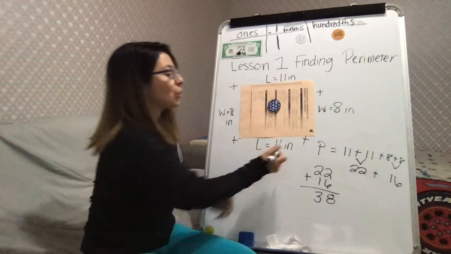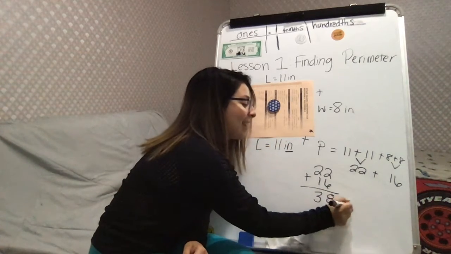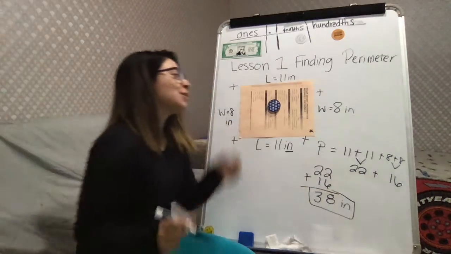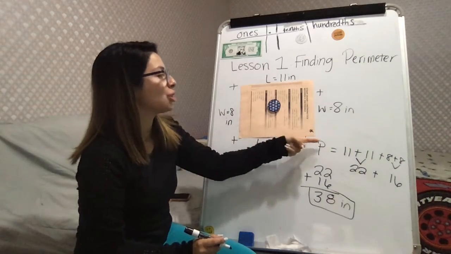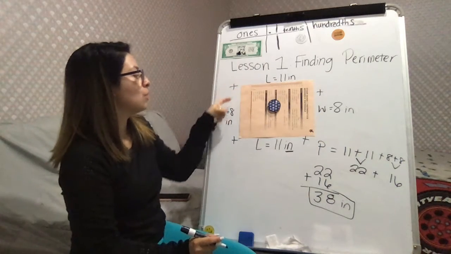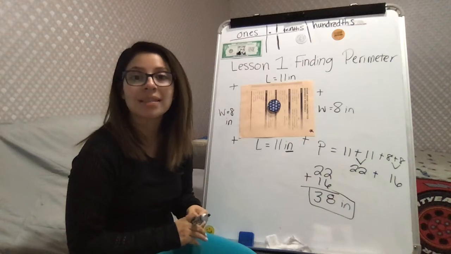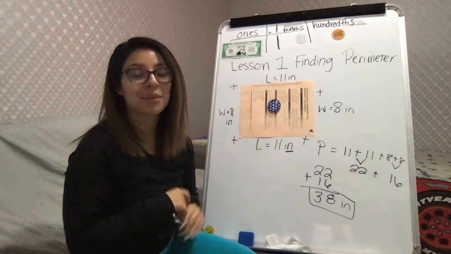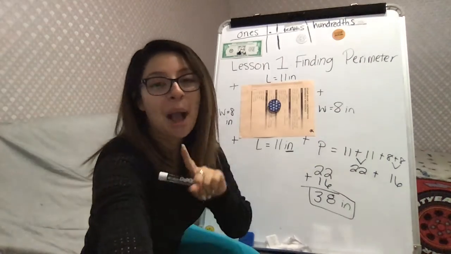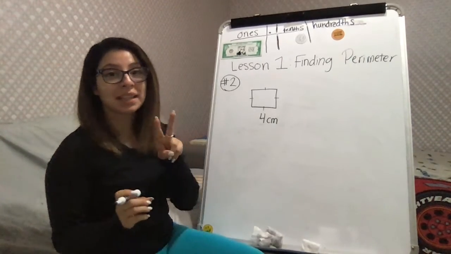You want to make sure if it is inches, you put inches as your unit, okay? So 38 inches. So if Miss LaFuente really wanted to know how much of a total amount of space or distance is around this, it would be 38 inches. So that's our first example. Okay, hopefully we got that. I'm going to erase this and go back to our second. All right, guys, back to our second example.